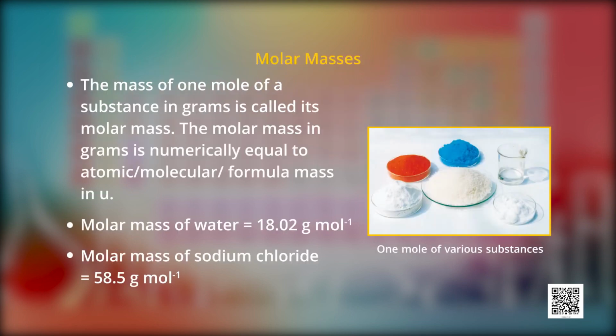The mass of 1 mole of a substance in grams is called its molar mass. The molar mass in grams is numerically equal to atomic, molecular, or formula mass in u. Thus, we can conclude that the mass of 1 mole of the substance is equal to its molecular mass. For example, molar mass of water is equal to 18.02 gram per mole, and molar mass of sodium chloride is equal to 58.5 gram per mole.